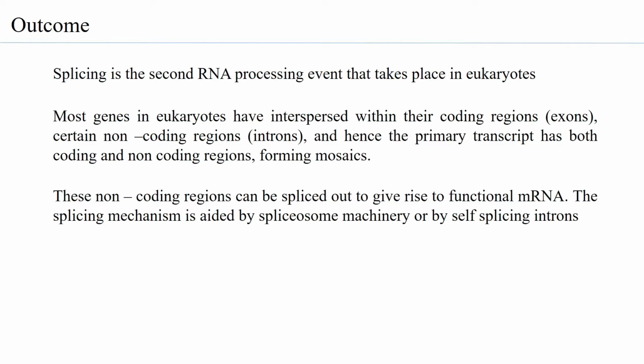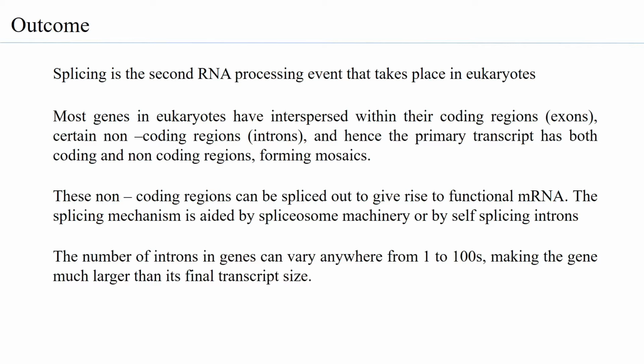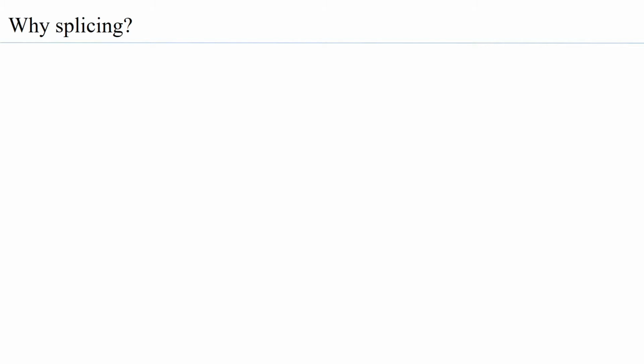These non-coding regions, that is the introns, can be spliced out to give rise to the functional mRNA, and the splicing mechanism is aided by spliceosome machinery or by self-splicing introns. The number of introns in genes can vary anywhere from 1 to hundreds, making the gene much larger than its final transcript size. So now let us look at why splicing is required.